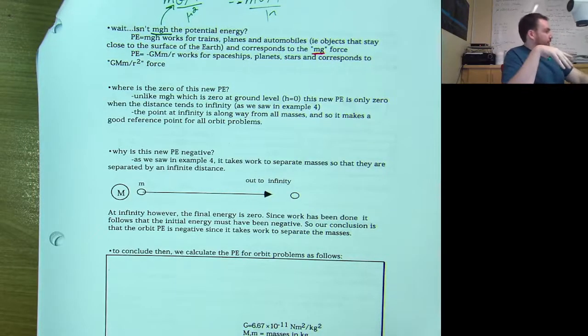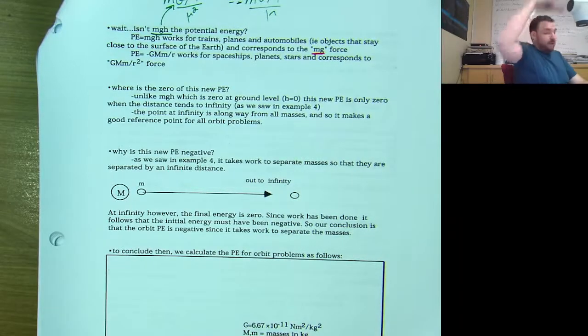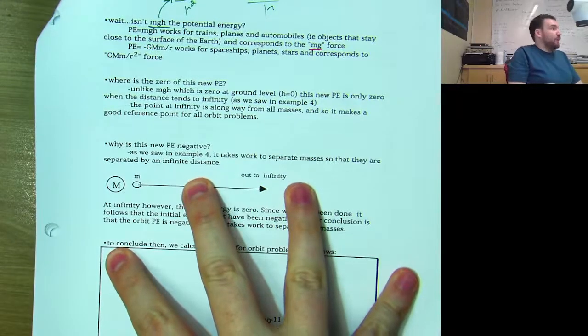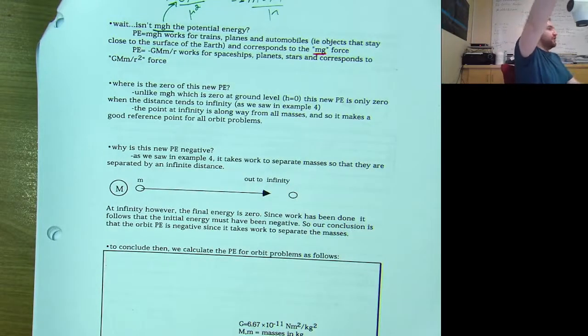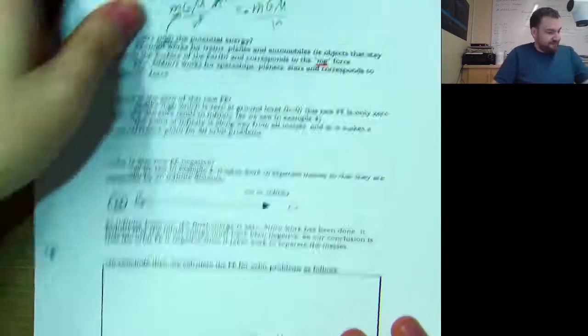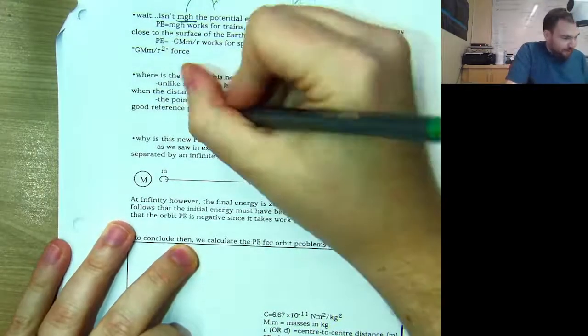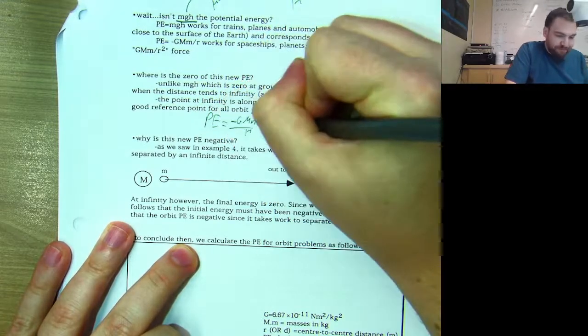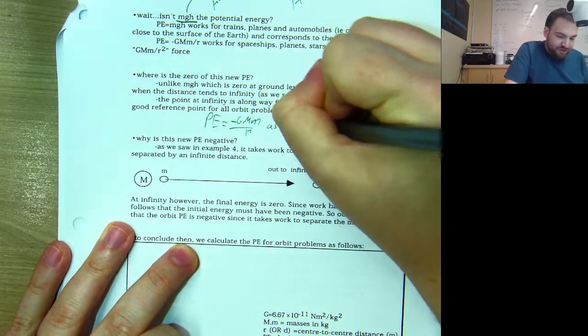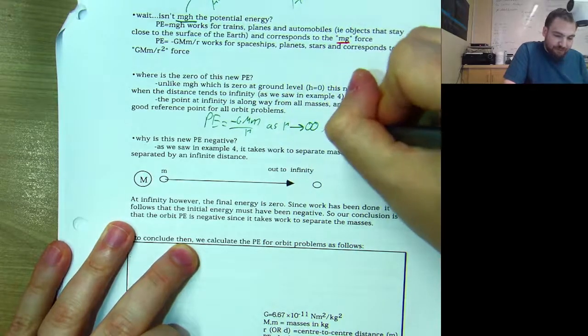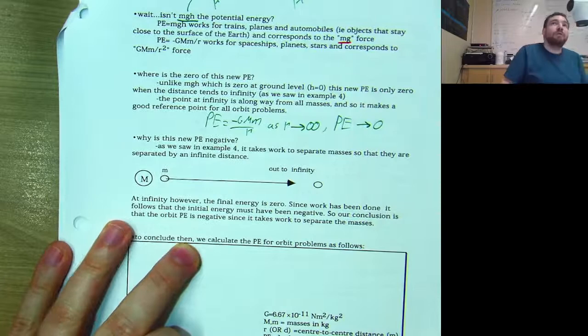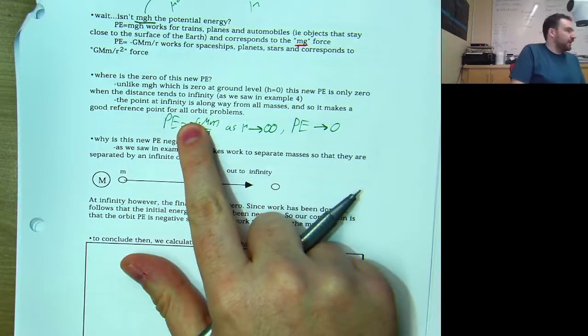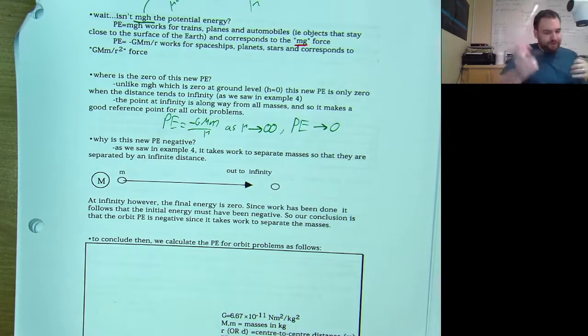With original potential energy, mgh, we said 0 was at the surface and we moved things away. With this, universal gravitation, we move things towards 0, because 0 is infinitely far away. So we say PE equals negative GMm over r. As r goes to infinity, PE goes to 0. And it's negative the whole time, which is interesting. So it's negative coming up to 0. It's weird.